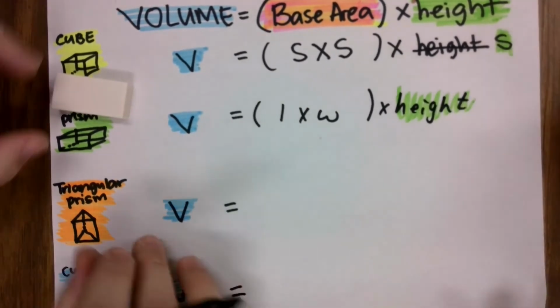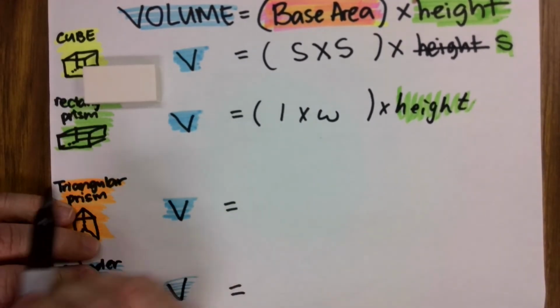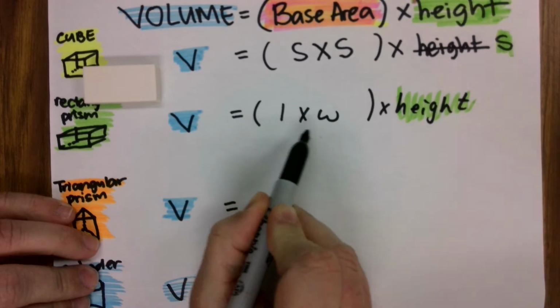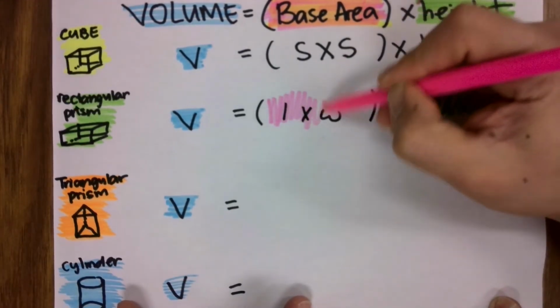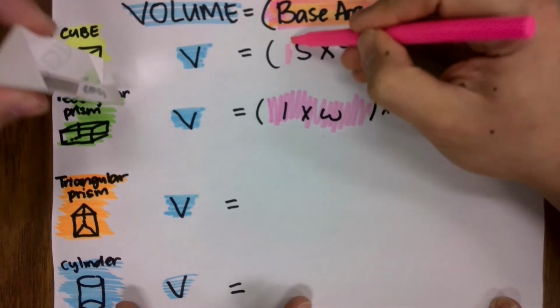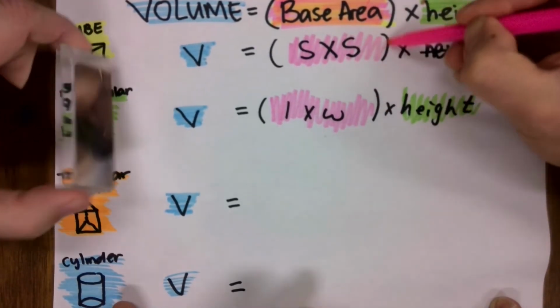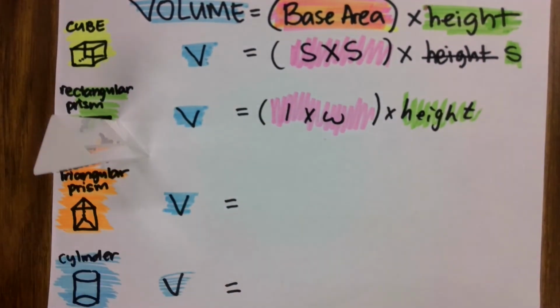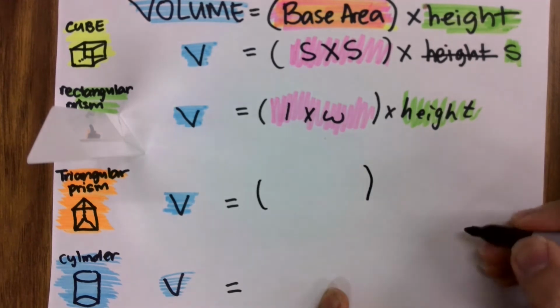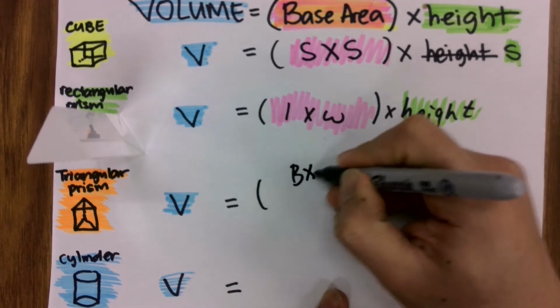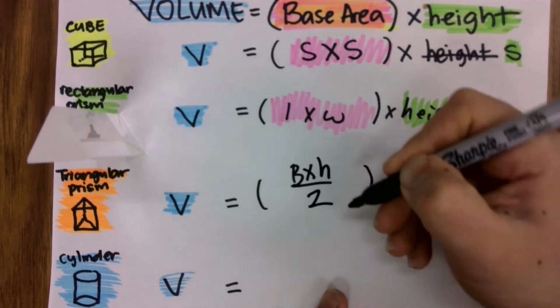Okay, so in this case, for a rectangular prism, we're going to have length times width times height. I'll take the triangular prism. Now, for the triangular prism, we just have to be really careful because we said that our base area of a triangular prism is a triangle, and we know that it is base times height divided by 2, right?